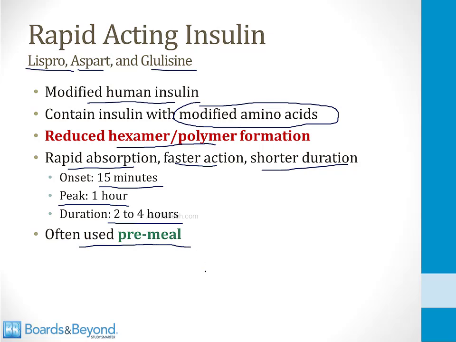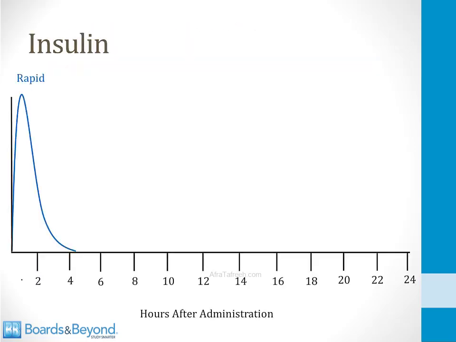Many diabetics experience hyperglycemia after they eat a meal. If they take a dose of one of these drugs before eating, they will have less post-meal hyperglycemia, so these are therefore called prandial insulins because they are given with meals. This is a graph showing the activity of the rapid-acting insulins. You can see that their peak effect here occurs within about an hour, and by about 2 to 4 hours, their effect is completely gone.